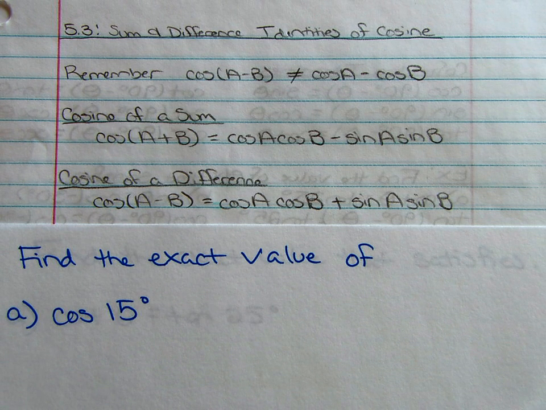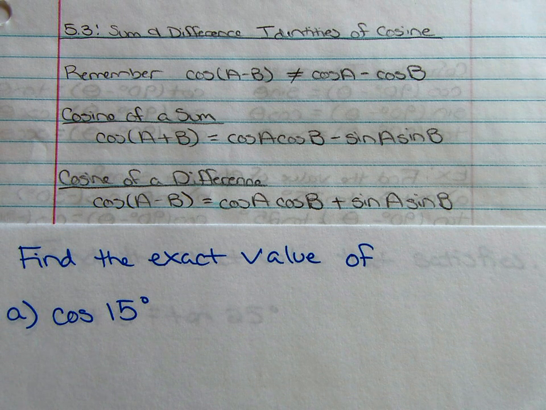So cosine of a sum, that's where you have cosine of (a plus b) inside, is going to break into cosine a cosine b minus sine a sine b. Then the cosine of a difference, that's where the a and b are being subtracted within the cosine, is where you have cosine a cosine b plus sine a sine b.